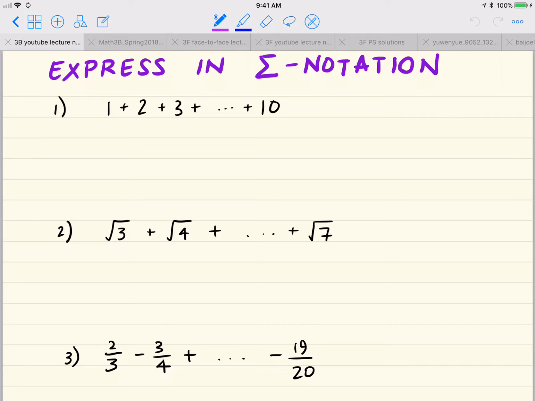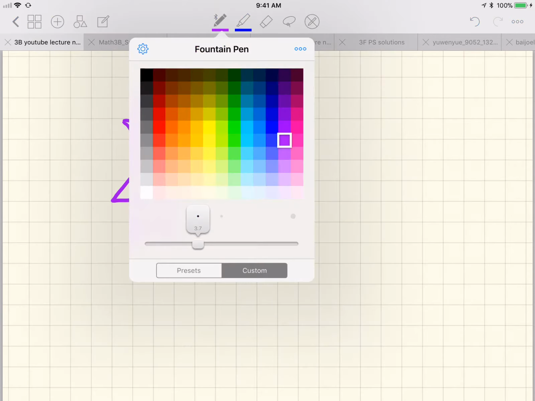So my goal in these problems is to express the sums in sigma notation. And just as a review, there are four main parts to sigma notation. First is the sigma symbol, which tells you that you're adding. The second is the term, which tells you what you're adding. The third is the bottom part, which tells you when to start. And the last is the number on top, which tells you when to stop.